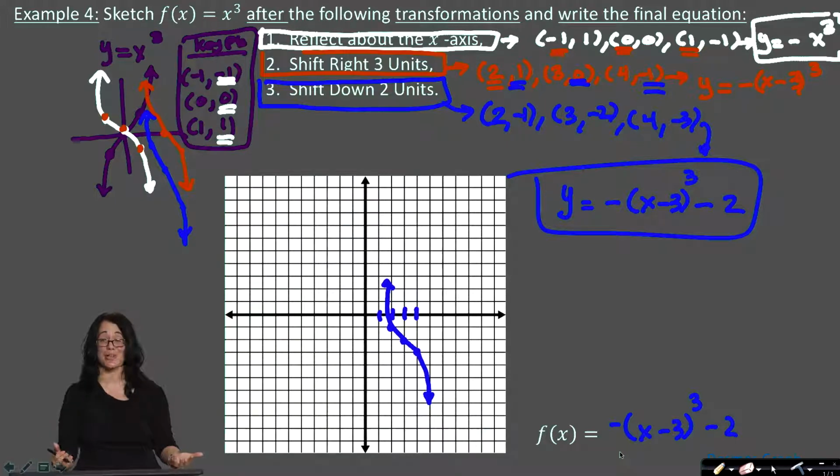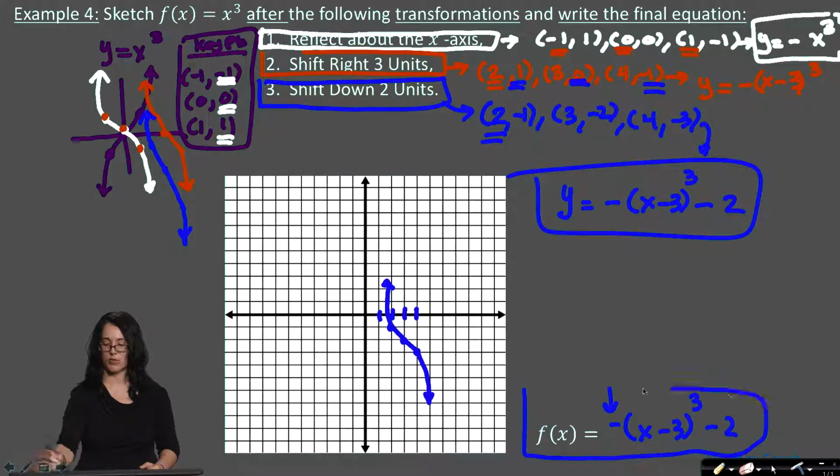Always check to make sure it makes sense, right? Plug in your value for 2, let's say, and see if you get an output of negative 1. Again, 2 minus 3 is negative 1, cubed, still negative 1, but then you take the opposite, positive 1, and 1 minus 2 is negative 1. So it's working for that point, and you can check the other points to make sure it's making sense. Again, once you have the actual graph as an equation, you can make predictions for any point along this trajectory.